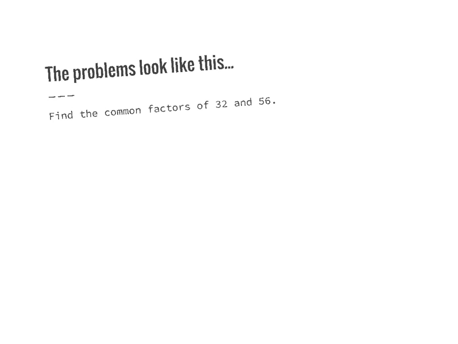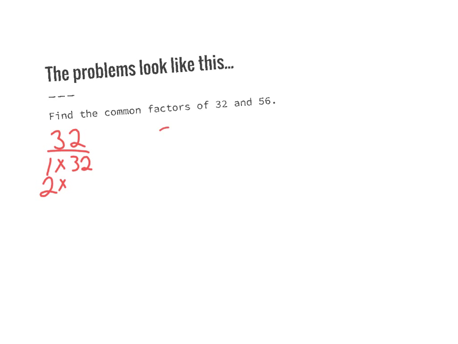This would be a very typical problem of finding common factors. So we're asked to find the common factors of 32 and 56. So the first thing I've got to do is find the factors of 32. So I'm going to do the factor pairs. So that would be 1 times 32. Since 32 is even, I know 2 is going to work, and I know half of 32.